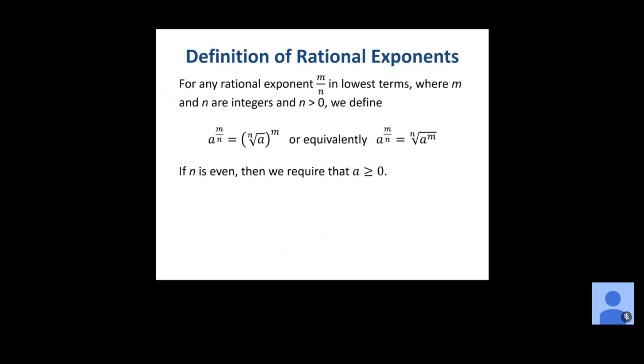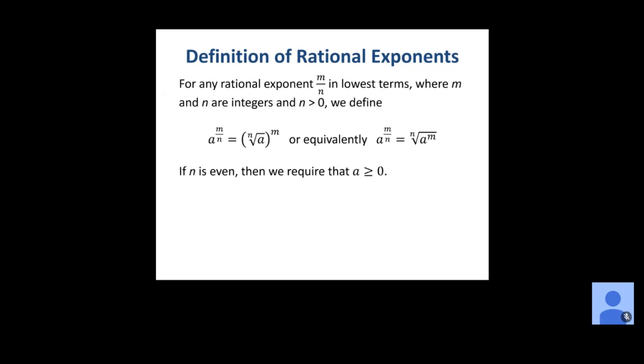All right, now rational exponents. So for any rational exponent, m over n, where m and n are integers, and n in this case has to be a positive value, we're going to define a to the m over n as the nth root of a raised to the m power, or you could also write it as the nth root of a to the m, where the nth power is inside the radical. Okay, so both of those things are equivalent.